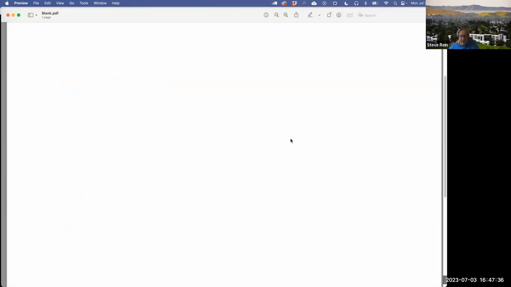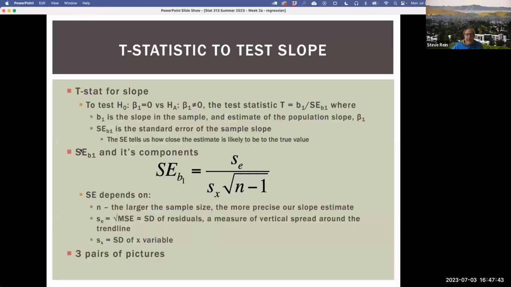So let's clear that and get back to our friend. Okay, there we go, back to our friend. N matters because if it is in the denominator, the larger the sample size, the smaller the standard error. Let's say that again, but a little bit differently. The larger the sample size, the more precisely our estimate will be following the true underlying population slope. So that's a win. We want N big.